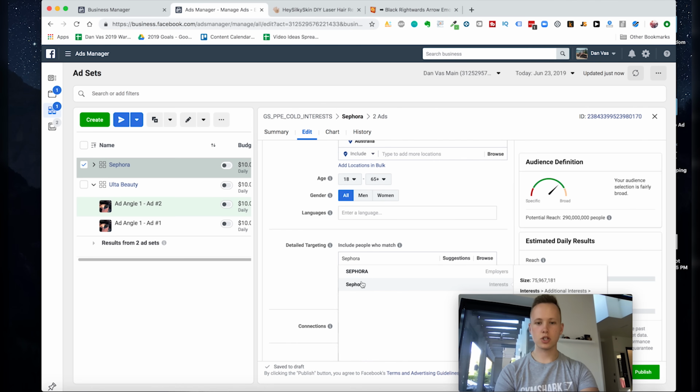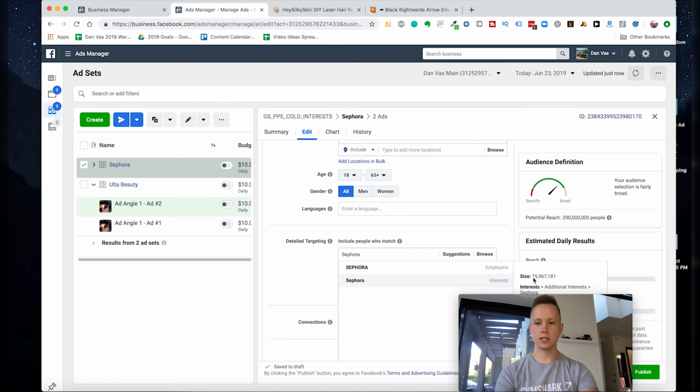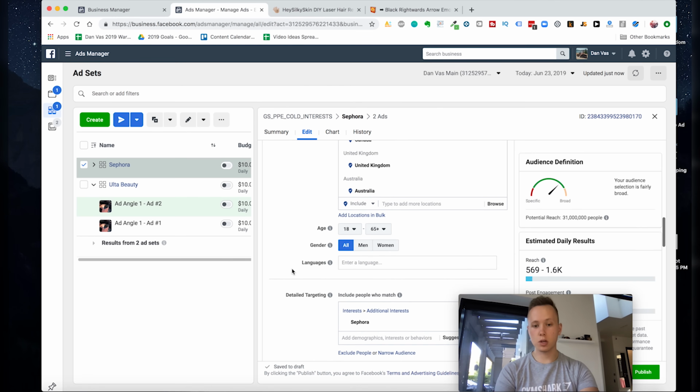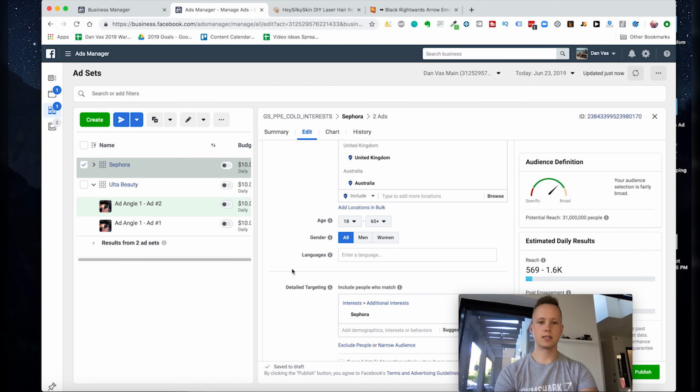There you go. So you want to make sure that the Sephora that we're choosing is an interest because, as you can see, 76 million people, not the employer. There's only 135,000. We don't want to target people that are employed at Sephora, although that could be something decent. Just the audience size is a little too small.